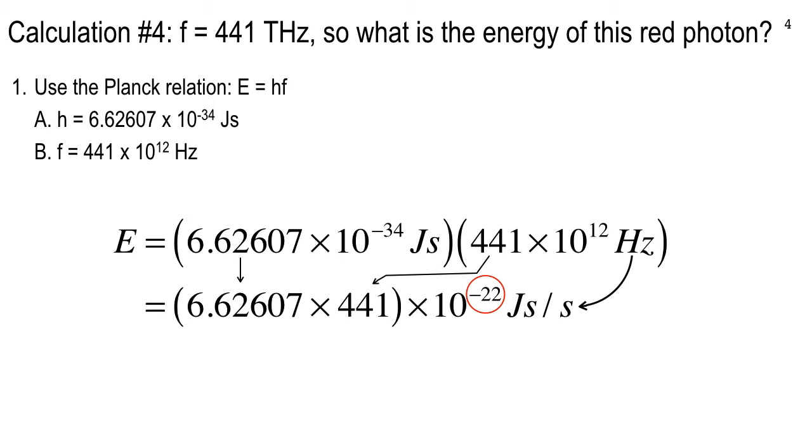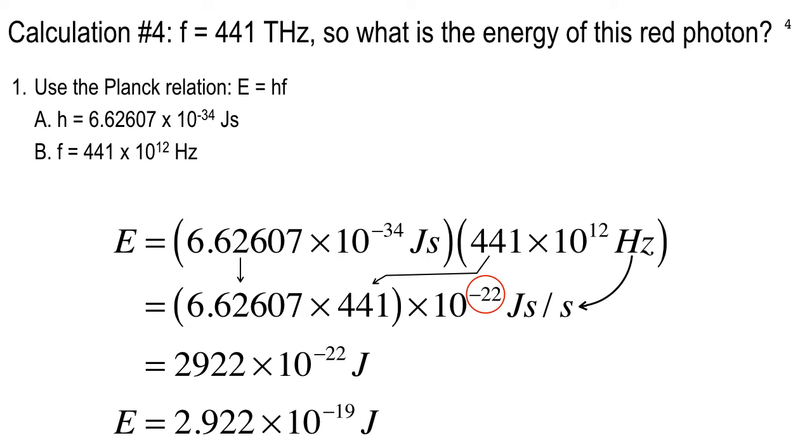All right? And so my result is, okay, the numeric part, 2922 and change. And then the power of 10 is 10 to the minus 22. And then the unit of measurement is joules. And there's my answer. One more thing. I have to convert it into 10 to the minus 19 joules. And I do that by moving my decimal point 3 spaces to the left and then decreasing the exponent to 10 to the minus 19.